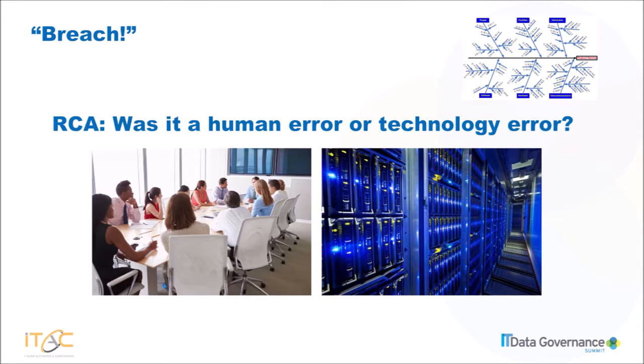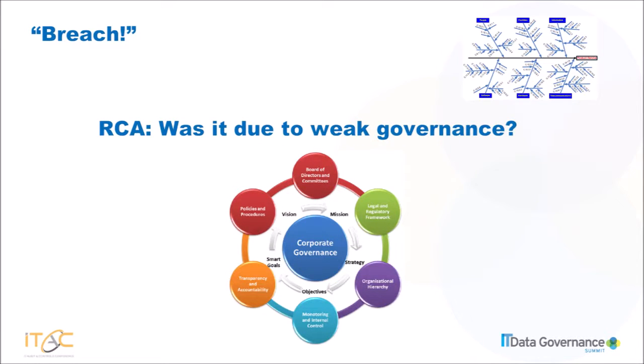The first question we have to answer is, was it a human error or technology error that led to this breach? As we know, there was a vulnerability that was not patched for whatever reason, so it looks like it could have been human error. The next question we have to answer is, was it due to weak governance? As we know in the video, the CEO claims to not have known anything about it, and in fact he points the finger at a single employee, suggesting that that employee didn't make the right decision and didn't implement the patch that they were responsible to do.